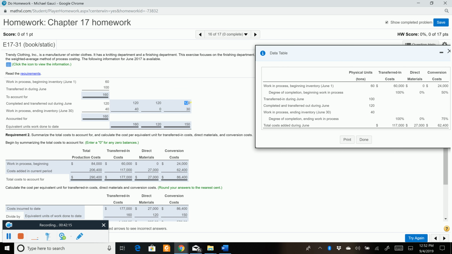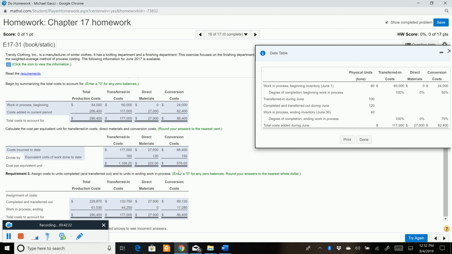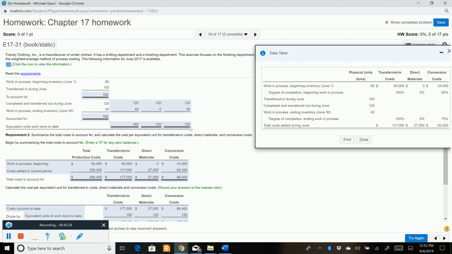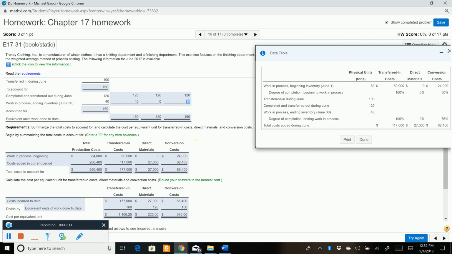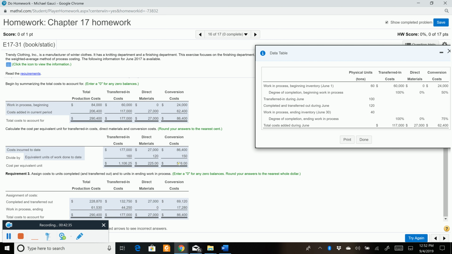Completed and transferred out, 120. Here we go. It's the 120. Multiply it by our cost per equivalent unit of 576. You are given 69,120. And last but not least, our equivalent unit for ending WIP of 30. Multiply it by the cost per equivalent unit of 576. You get your ending WIP, 17,280.